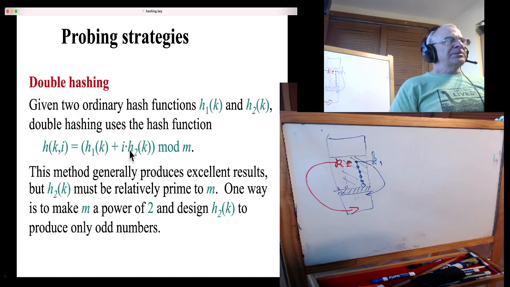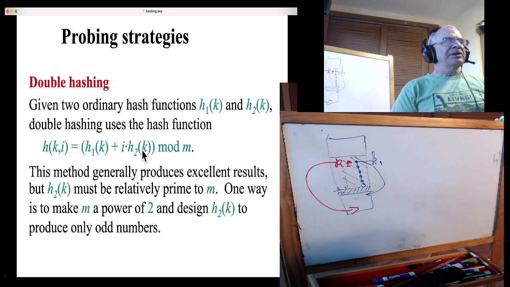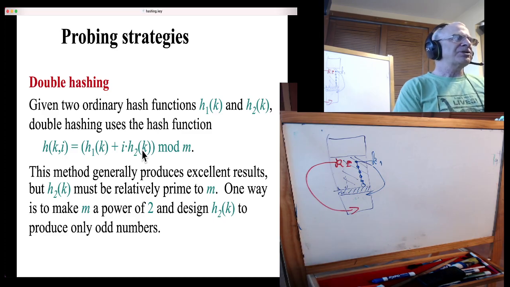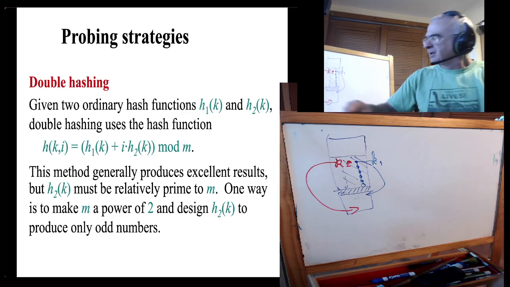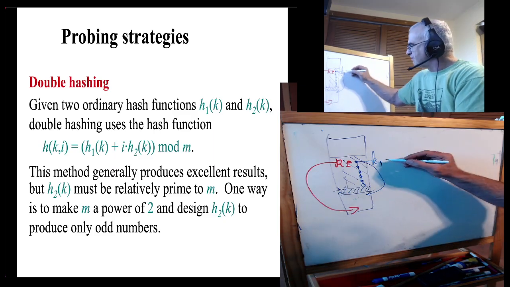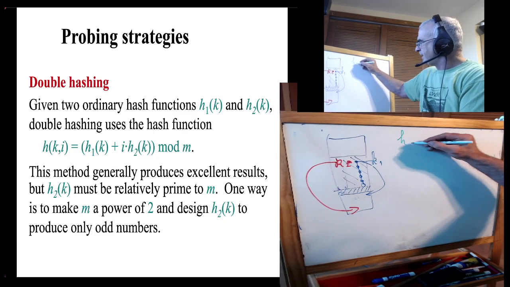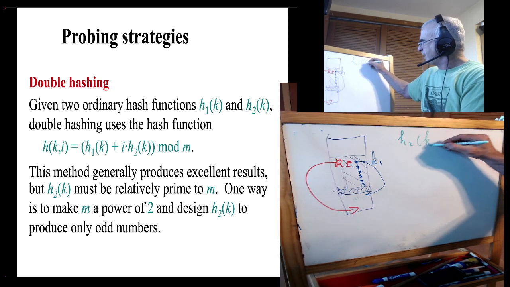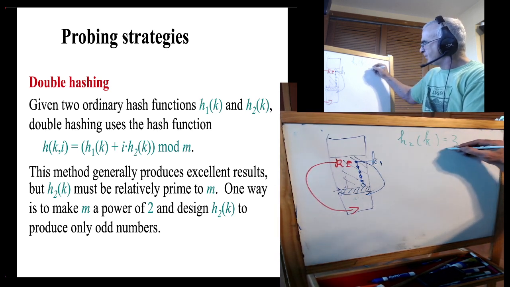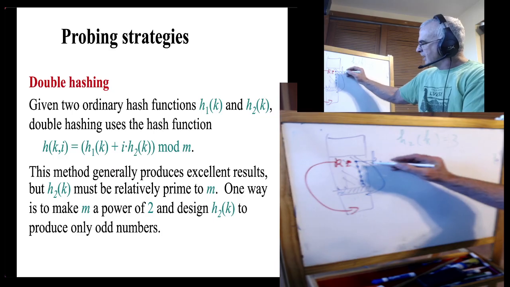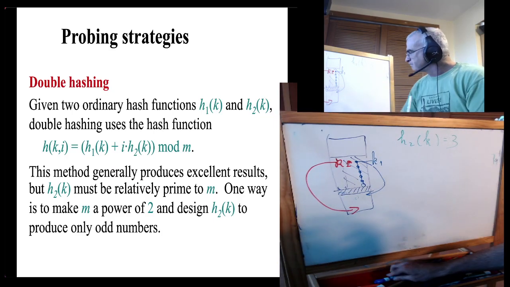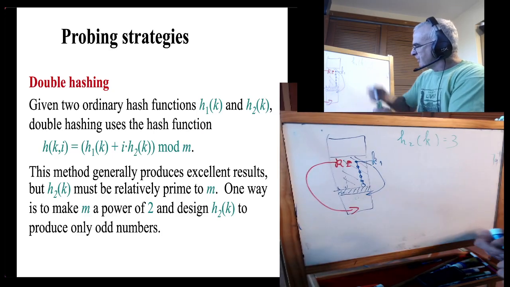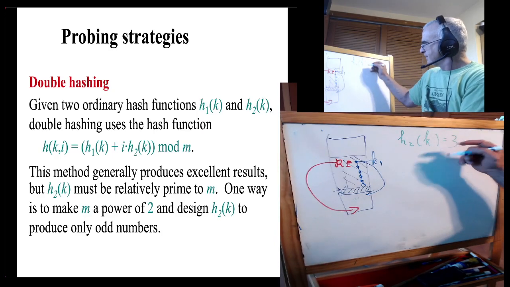h2 tells me by how much I should jump. It's another hash function, h2 of k, and h2 of k tells me that for one particular value, if h2 of k is say 3, then it means that I landed with k1 at some location, but that would be with k1.